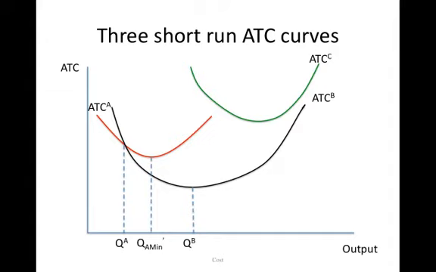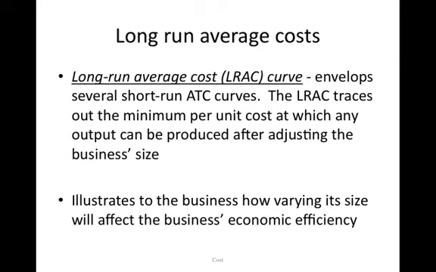Now, this is an important point because this is the driving principle behind how we derive long-run average cost curves. And in fact, the long-run average cost curve is simply an envelope of several different short-run average total cost curves for firms with different configurations and for firms that are designed to operate at different levels of output. All you do is trace out the minimum per unit cost at which any output can be produced after adjusting for the business's size. We're going to walk through an example of this in a few minutes. But I want you to remember that it's the lower envelope, tracing out the bottom envelope of all short-run average total cost curves, that defines the long-run average cost curve.